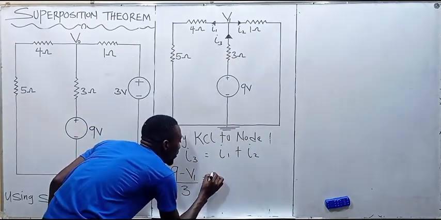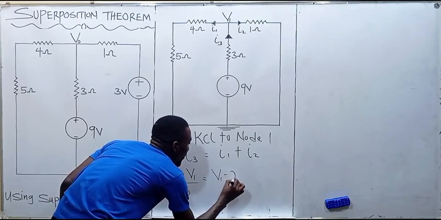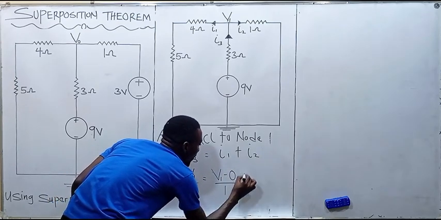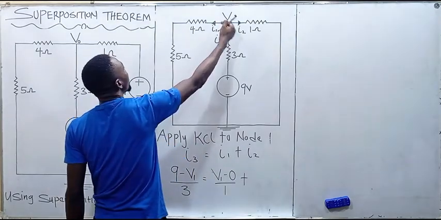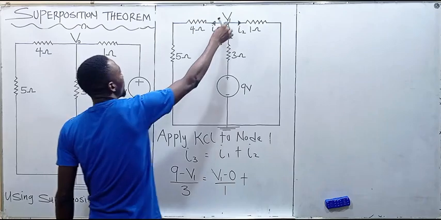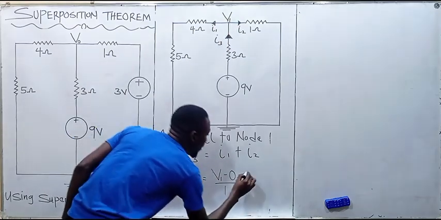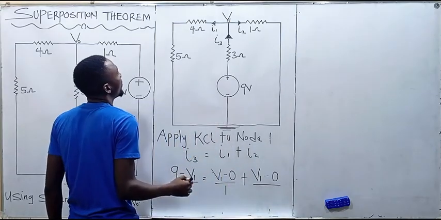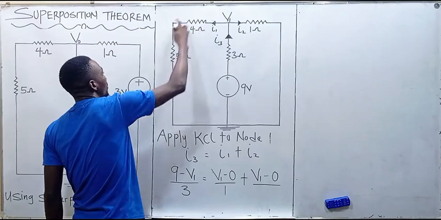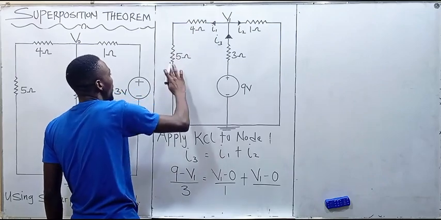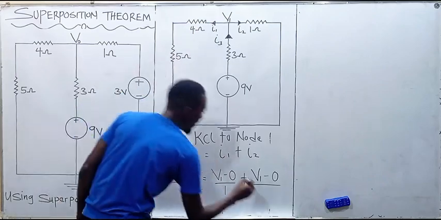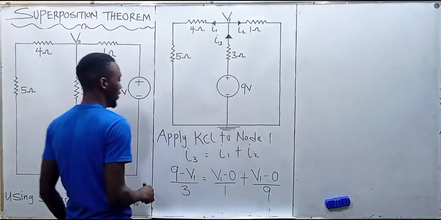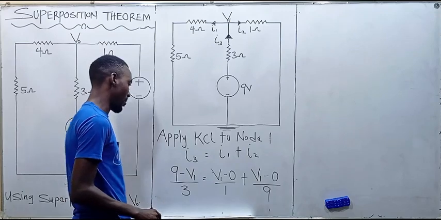That is V1 minus 0 all over 1, plus I2. Our I2 is passing through this branch. It's going to be V1 minus 0 all over resistance, and we are having two resistors in series. It's going to be 5 plus 4, which is 9. All right, so that's what we are going to have now.